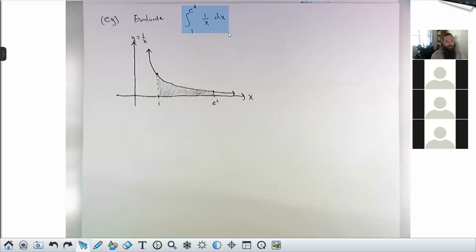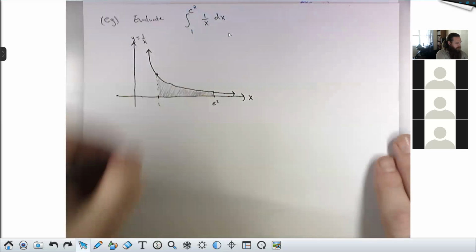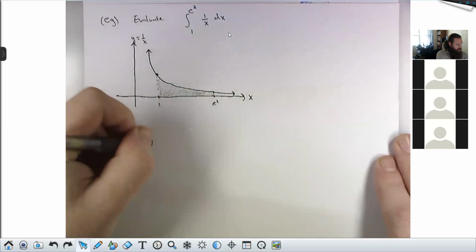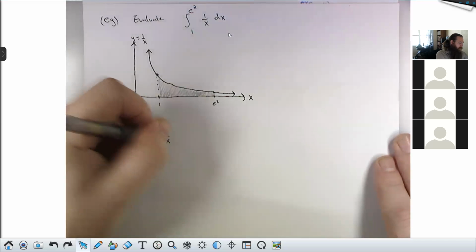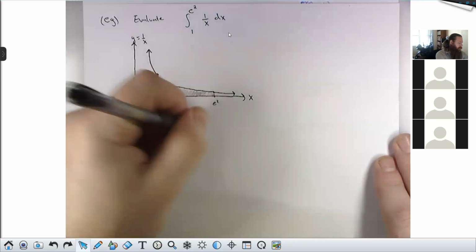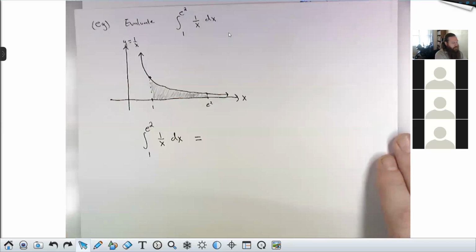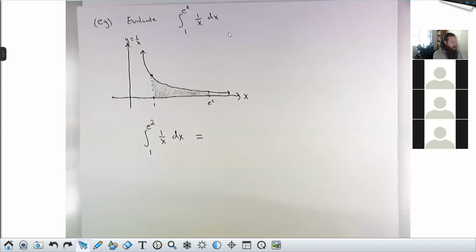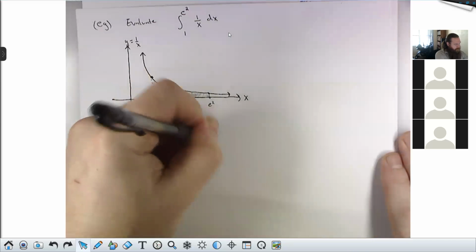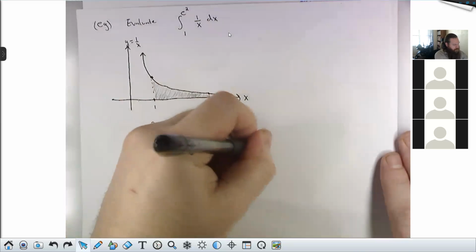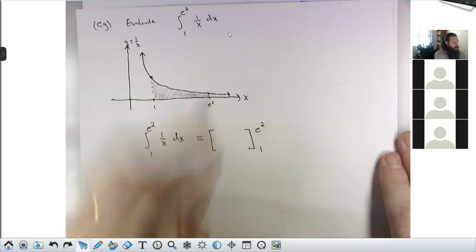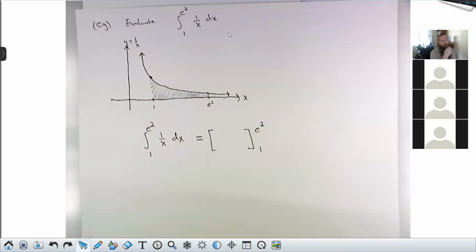How do I do this? The integral from 1 up to e squared of 1 over x dx should be an antiderivative for 1 over x evaluated between bounds. So my bounds are 1 and e squared. I just need to put in here the antiderivative for 1 over x. What is an antiderivative for 1 over x?